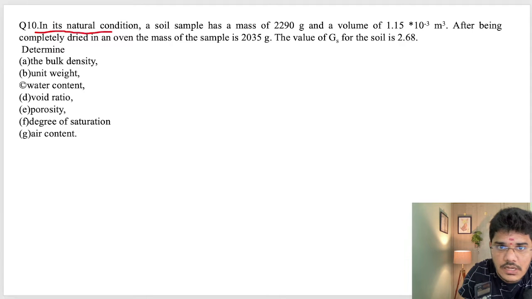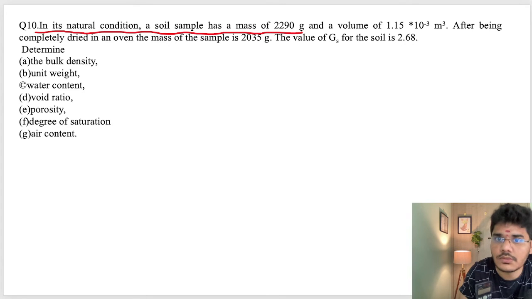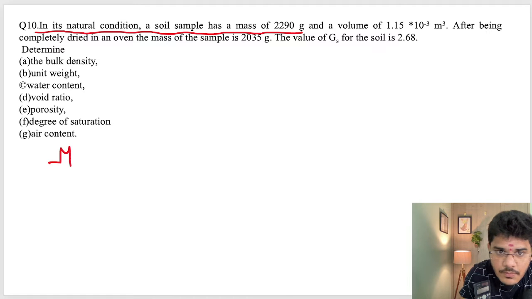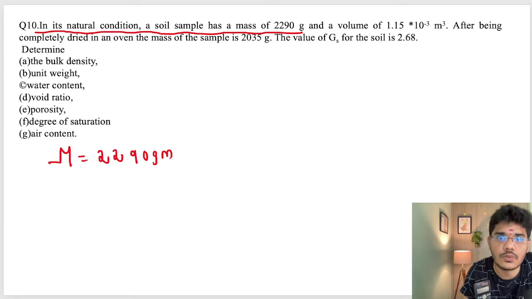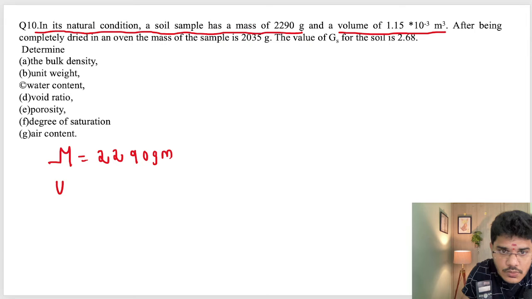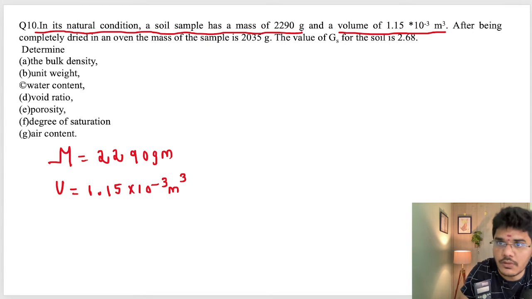In its natural condition, a soil sample has a mass of 2290 grams. So what has been given in the question? Mass of the soil, 2290 grams. And a volume of 1.15 into 10 to the power of minus 3 meter cube. So total volume also he has given. How much? 1.15 into 10 to the power of minus 3 meter cube.